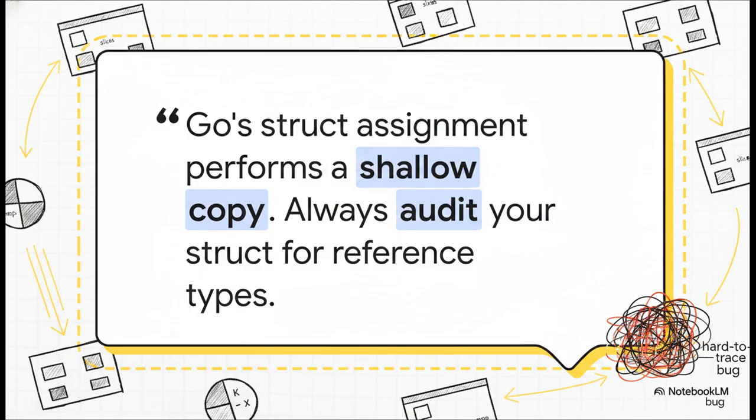Okay, if you take away only one thing, let it be this. That simple new item equals star prototype line performs a shallow copy. Period. You have to look at your struct. If you see a slice, a map, or a pointer, a giant red flag needs to go up in your head. It is now your job to write the deep copy logic. If you don't, you're setting a trap for yourself that will cause bizarre, impossible to debug issues down the road.